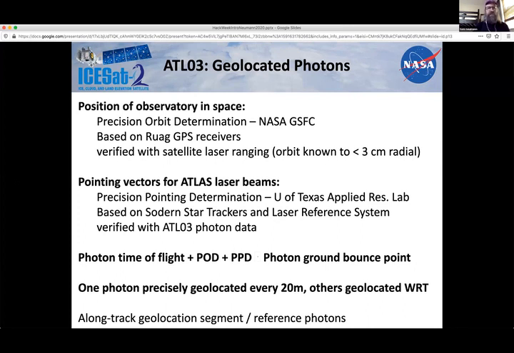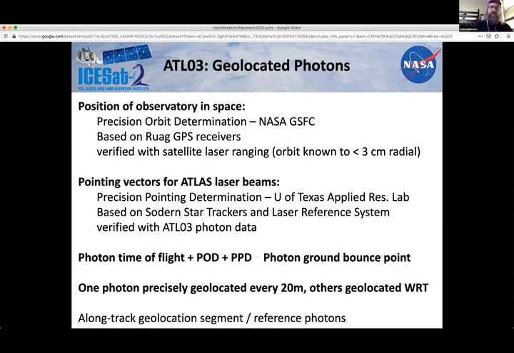Combining those three things together, we calculate what the photon ground bounce point is, and thereby determine what the elevation of those photons are in a particular reference frame. All of the ICESat-2 elevations are referenced to the WGS-84 ellipsoid, making it really easy to compare ICESat-2 elevations with, say, GPS elevations. One thing that may or may not matter to anyone is that we're only absolutely geolocating one photon every 20 meters and then locating the other photons relative to it.